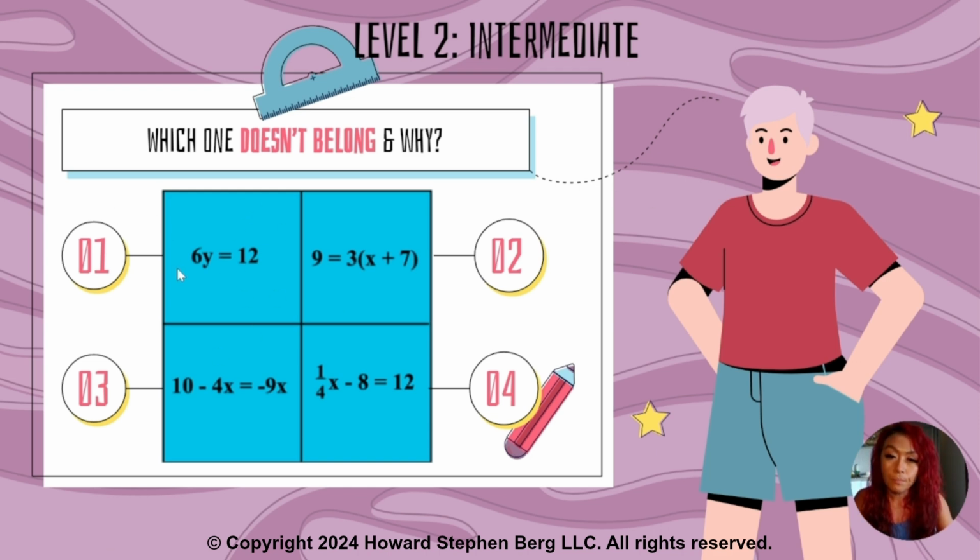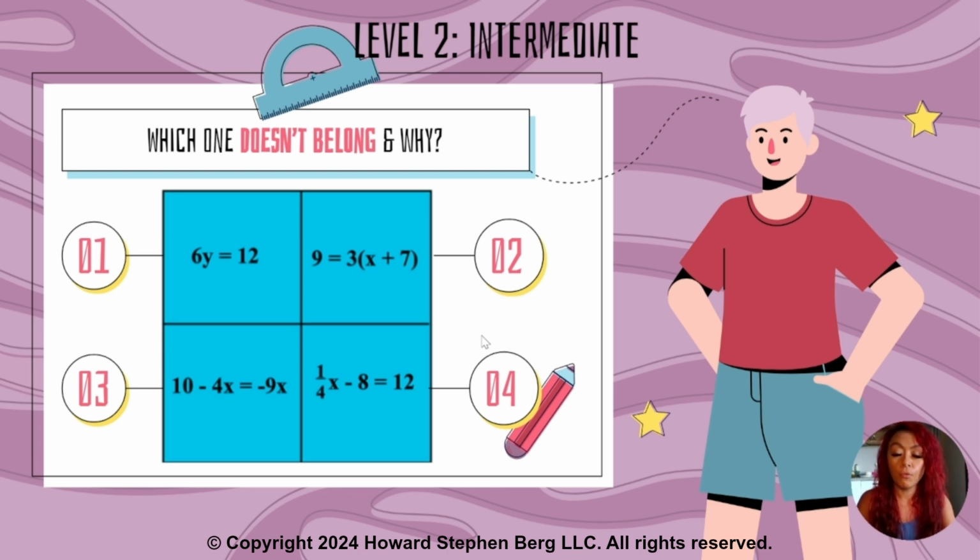Number 1, it's the only equation that uses y as a variable instead of x. It's also the only equation that can be solved in one step. Number 2 is the only equation that uses the distributive property. Number 3 is the only equation that has variables on both sides. And number 4 is the only equation that has a fraction.